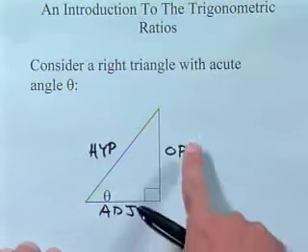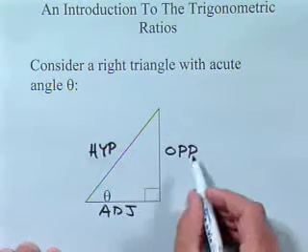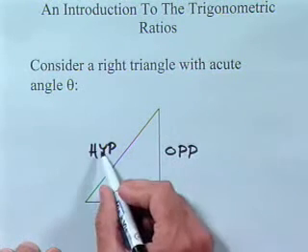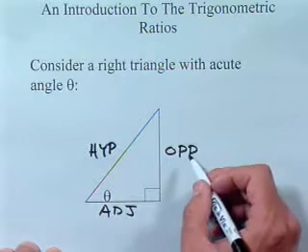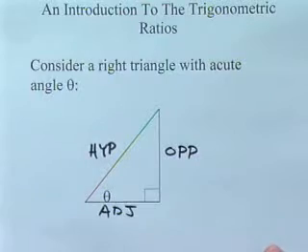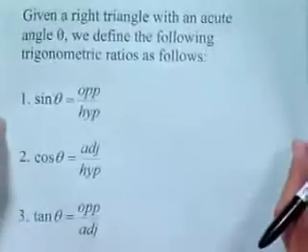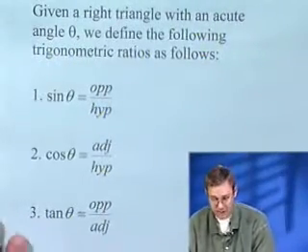So notice, I can take any pair of sides and create a ratio. I can take opposite over hypotenuse, hypotenuse over opposite, opposite over adjacent, adjacent over opposite, etc. Okay? So what I'd like to do right now is define the first three ratios. And here they are. And be sure to write these down.